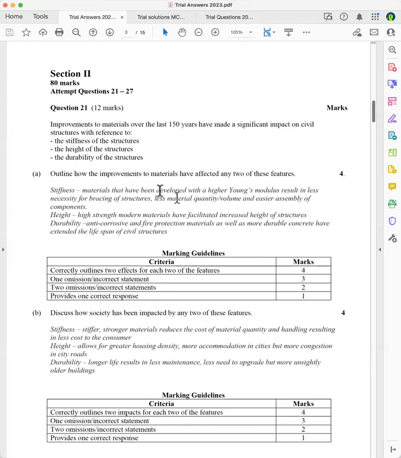Okay, so you've outlined that first one. Many students just gave me a whole lot of pros, and you couldn't pick out where the stiffness was, where the height was. But this method of presenting your answers is by far the best. Saves time, and it's easy to mark, and it is succinct and straight to the point. So high strength modern materials have facilitated increased height of structures. And durability, anti-corrosive fire materials, as well as more durable concrete, have extended the life of civil structures.